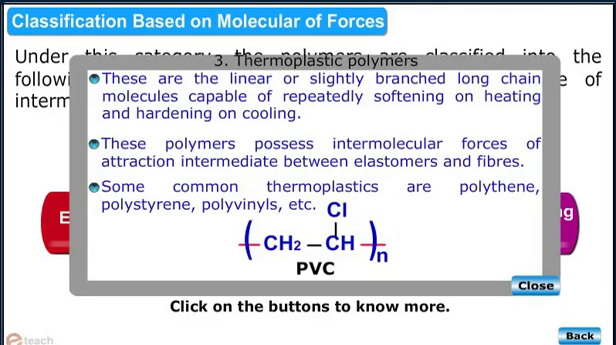Thermoplastic polymers. These are linear or slightly branched long chain molecules capable of repeatedly softening on heating and hardening on cooling. These polymers possess intermolecular forces of attraction intermediate between elastomers and fibers. Some common thermoplastics are polyethylene, polystyrene, polyvinyl chloride, etc. The structure of PVC is shown above.